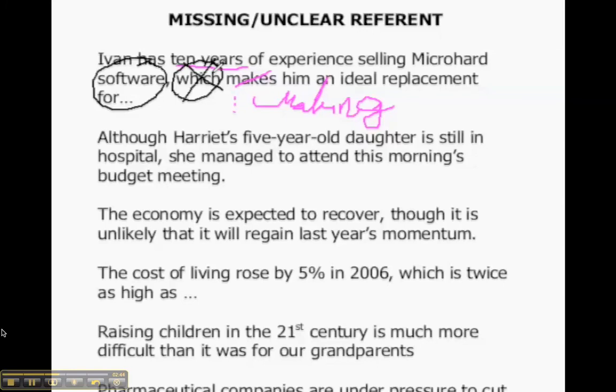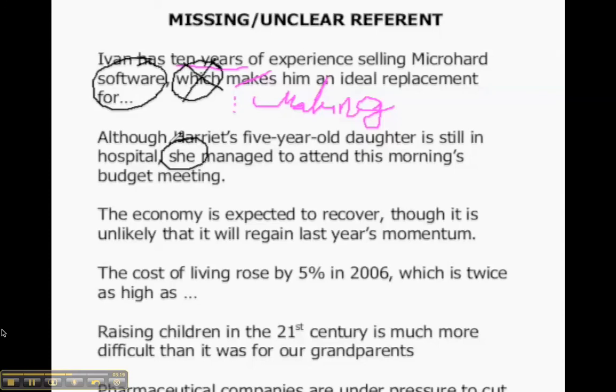Although Harriet's 5-year-old daughter is still in hospital, she managed to attend this morning's budget meeting. Now here we have a pronoun she. Now it has to refer to a noun in the sentence. Harriet's 5-year-old daughter. But probably it doesn't mean that. It probably is referring to Harriet, the mother, I should hope, unless the 5-year-old daughter usually attends budget meetings. So I don't like this she either.